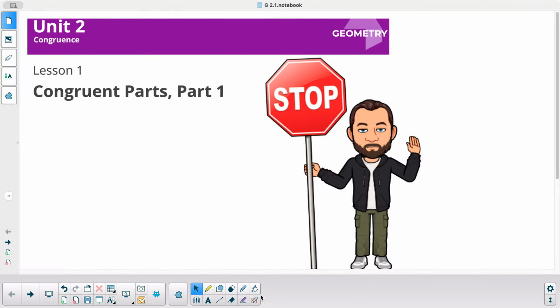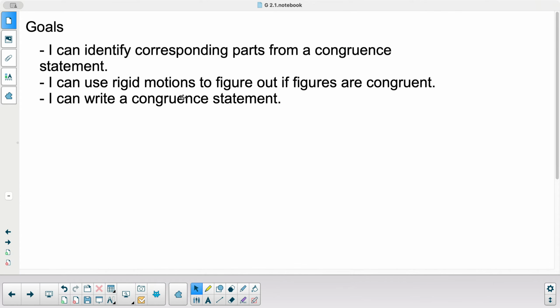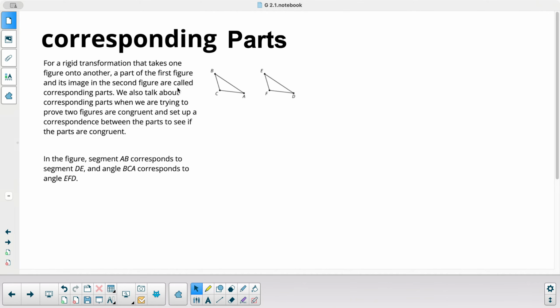Geometry, Unit 2, Lesson 1 is called Congruent Parts, Part 1. All right, so our goals today are: I can identify corresponding parts from a congruent statement. I can use rigid motions to figure out if figures are congruent, and I can write a congruent statement. So what are corresponding parts?